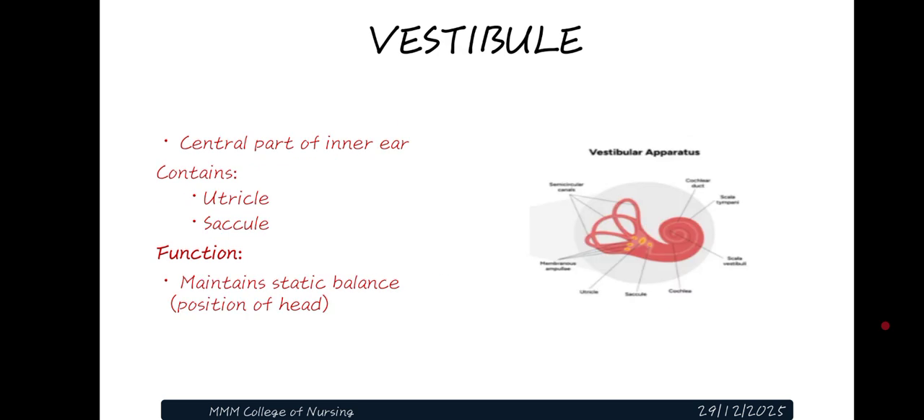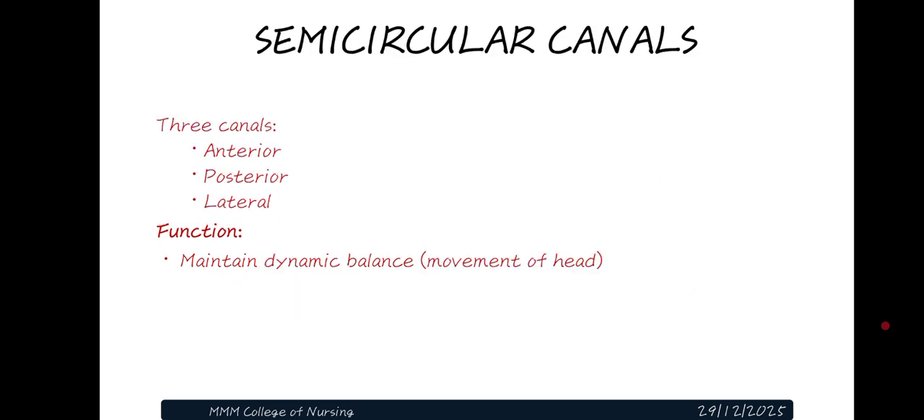Coming to the vestibule, the central part of the inner ear, it contains utricle and saccule. The functions are to maintain the static balance, the position of the head. Coming to the semicircular canals. The three canals are anterior, posterior and lateral. The functions are to maintain the dynamic balance, that is movement of the head.